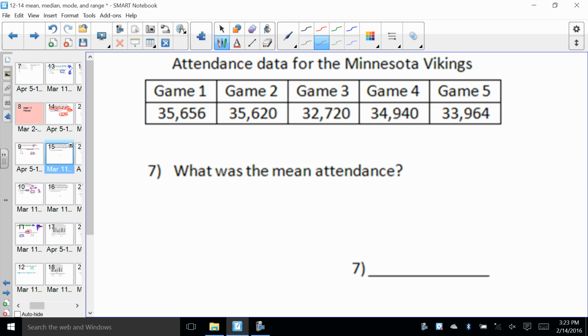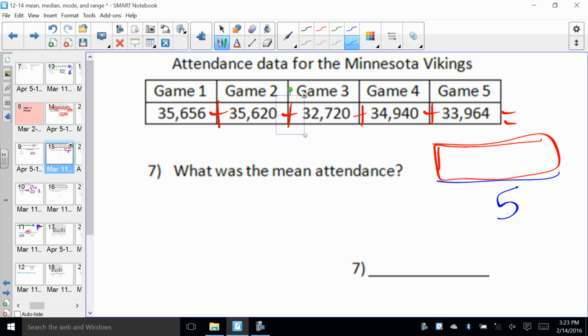Now, what is the mean attendance for the Vikings game? Remember what we have to do here. We have to add them all up. So add all of those up. Go ahead and do that. Grab your calculator, get a total, and then we divide by 5. I'm going to go ahead and give you some time to work. Everybody's adding, and we're going to divide by 5 to calculate what's called the mean, or the average. Go, adding those up.